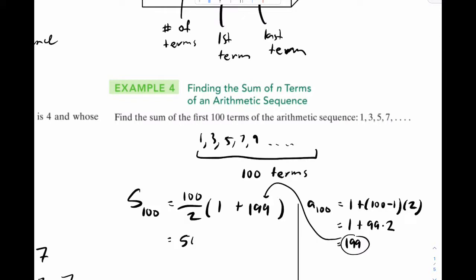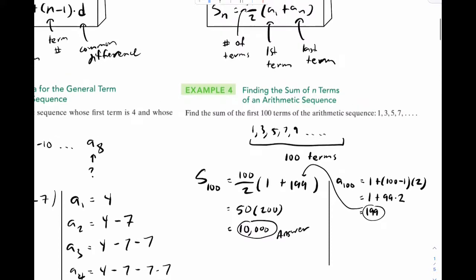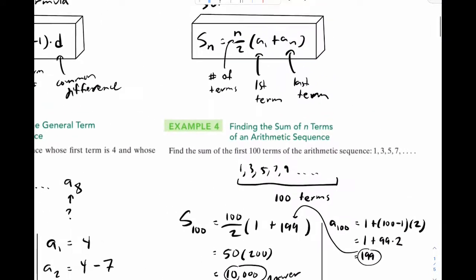This is going to be 50 times 200, and our sum is going to be 10,000. And this is our answer. Okay, now of course I want to show you what exactly just happened, because it's not enough to just understand a formula as something memorized.